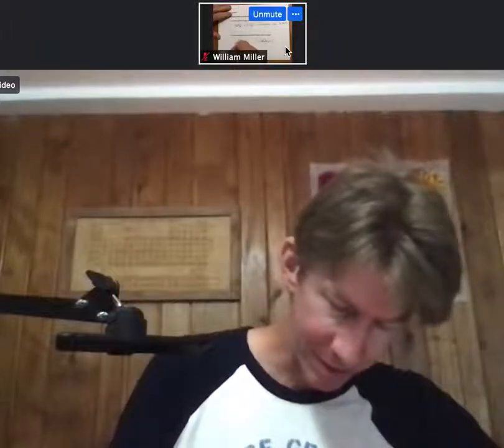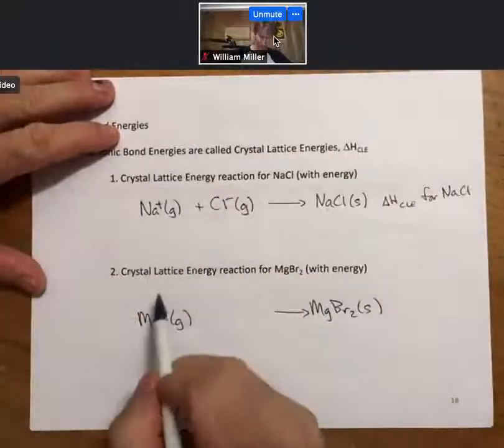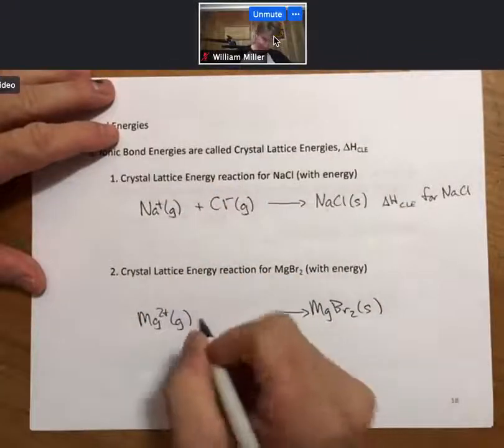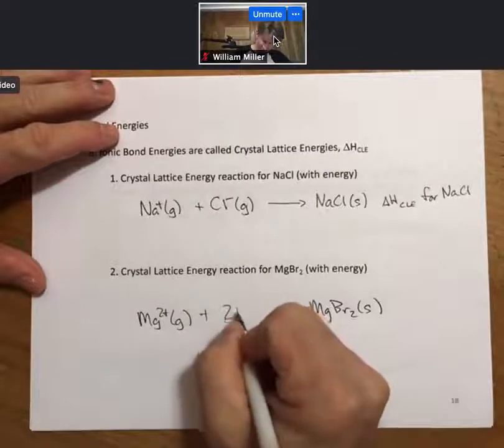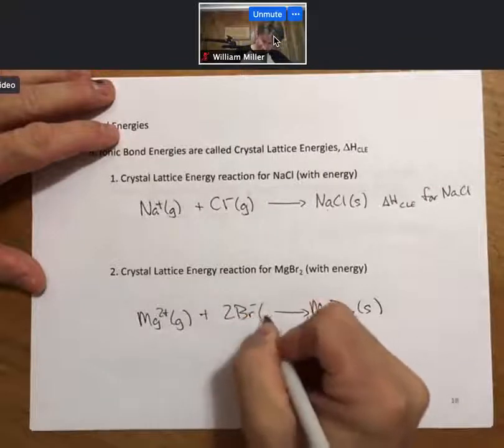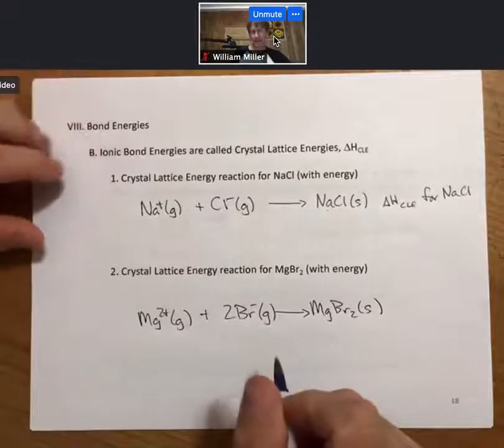Now, we can do this for magnesium bromide as well. Remember, take the magnesium bromide in the solid phase, and put ions over here. So this is going to be magnesium 2 plus in the gas phase, plus 2 bromide minus in the gas phase.